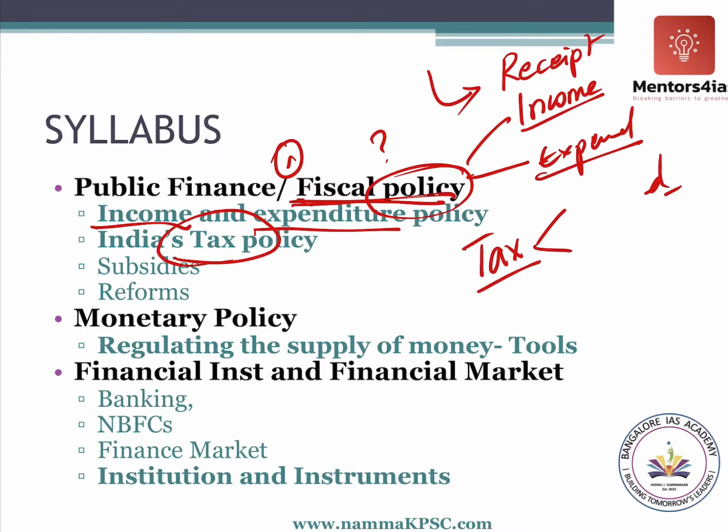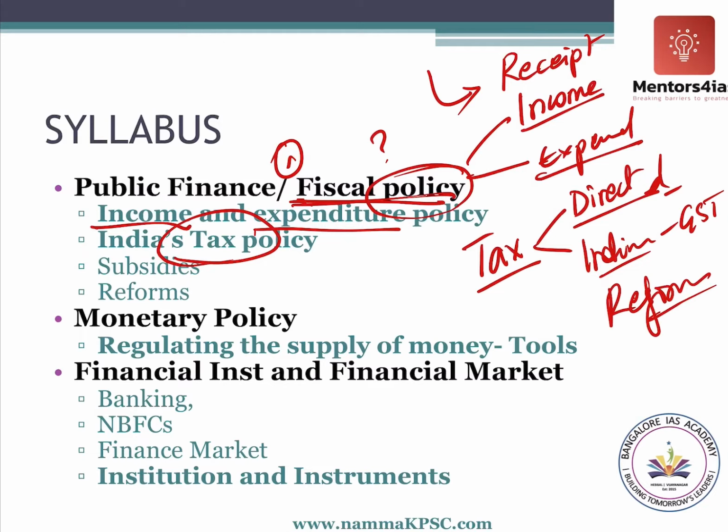In tax, we have two types: direct tax, that is your income tax, and indirect tax. The major indirect tax is now GST. We will try to understand the different types of direct and indirect taxes. We'll also try to understand the reforms introduced by the government in order to make it more effective. We will try to understand the various concepts relating to direct and indirect taxes.